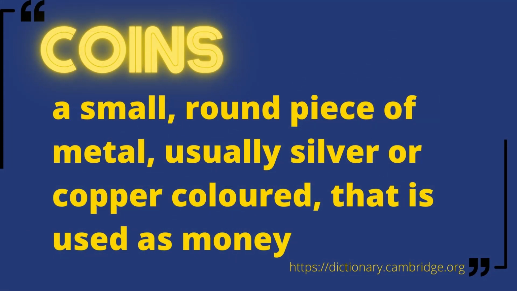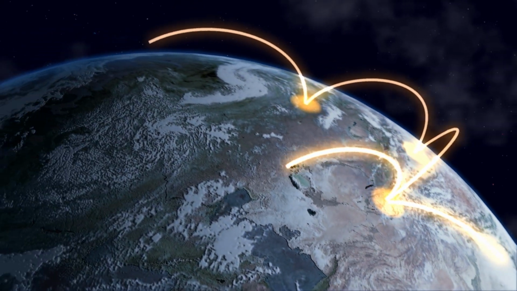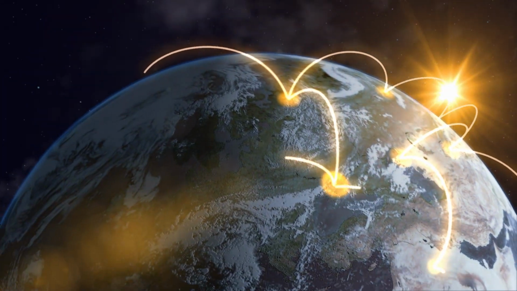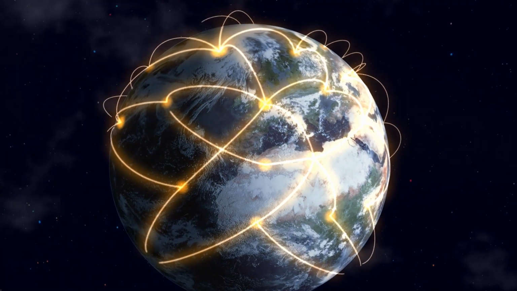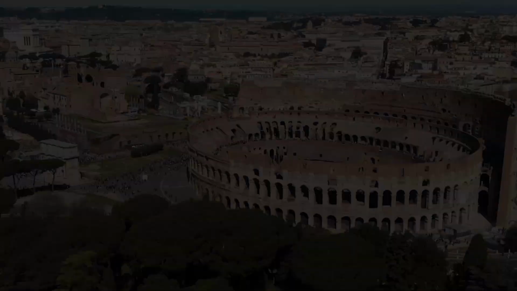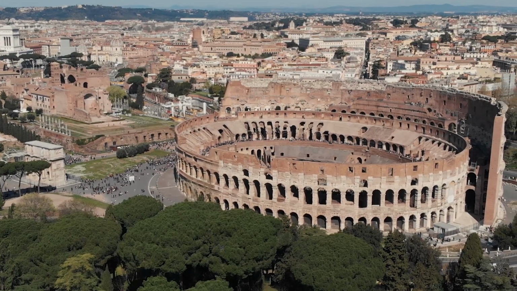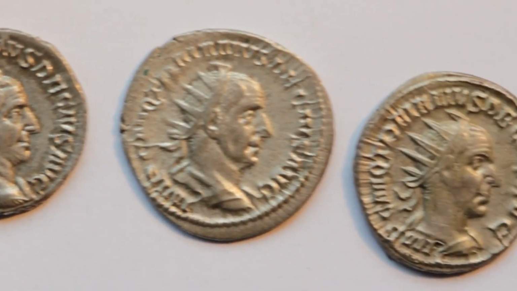Coins are small, round pieces of metal, usually silver or copper colored, that are used as money. Coins then spread out in China, India, and the rest of the world. The history of coins has more details than mentioned in this video.